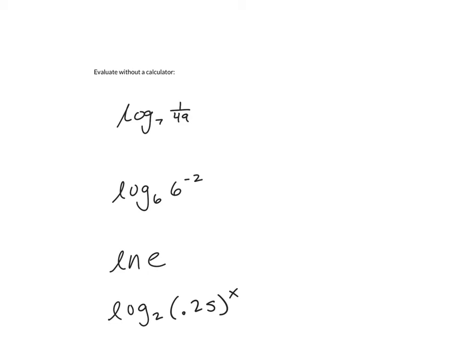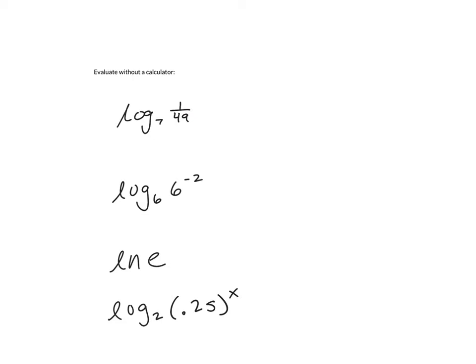Okay, so this is a review on our exponential and logarithmic properties and equations. And so we're going to start out by looking at how to evaluate logs without a calculator. There's two things that are really important to recognize. One is that when I read this out loud, I read this as a log with base 7 of 1 over 49. So that's how I'm going to read that.